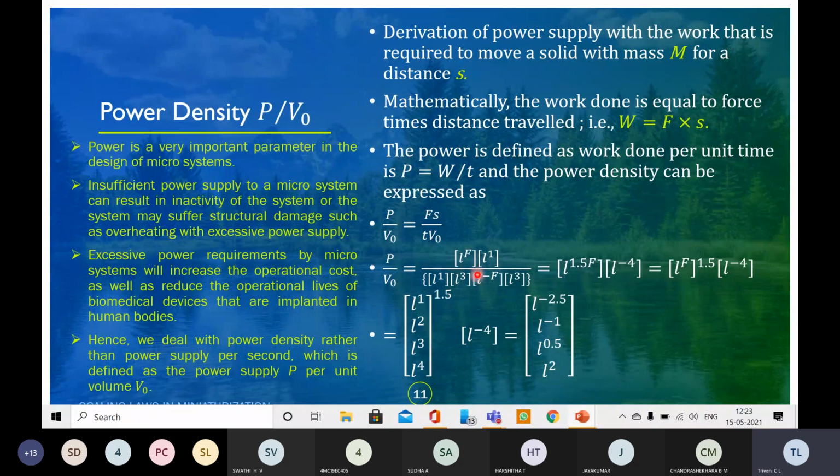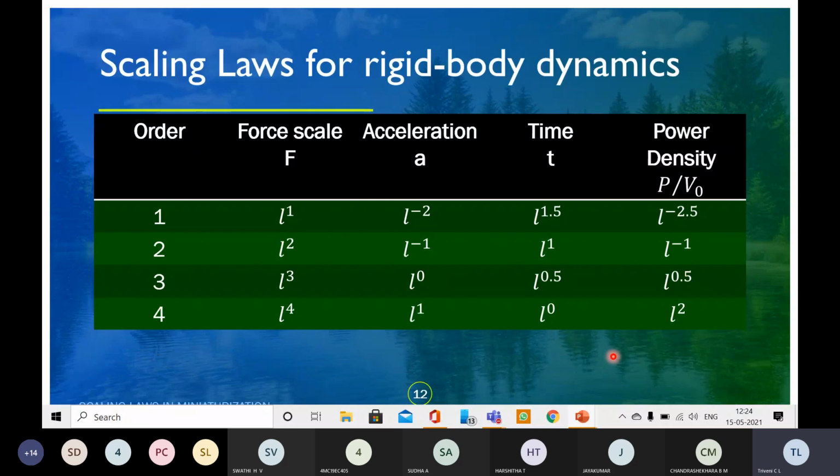But the value taken here is for the unit time. So that value has been substituted here. So later we'll get this equation here. So this is the value, right? This is the value for power density. L to the power of minus 2.5, L to the power of minus 1, L to the power of 0.5, and L square here. So this equation will be considered for rigid body dynamics here.